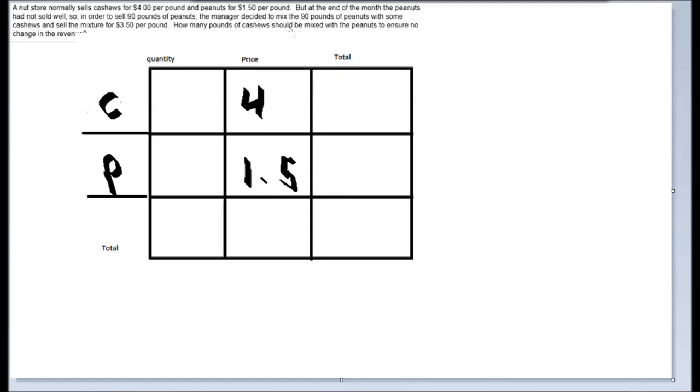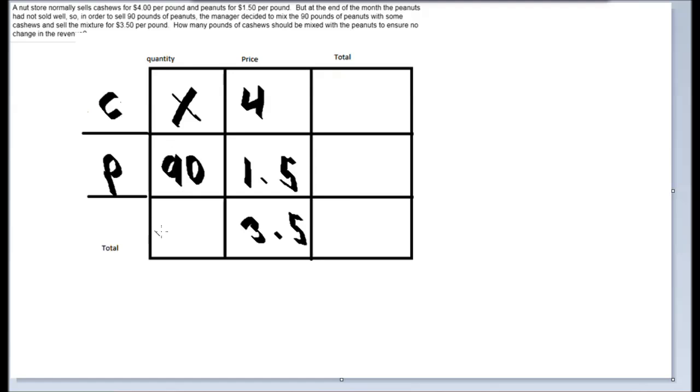Okay, we're going to mix them together, but notice this time it says that we actually have 90 pounds of peanuts. So we actually have 90 pounds, so we can fill in that box. We just don't know how many cashews. And we do know that the mixture is supposed to be selling for $3.50 when we're done. Okay, so that's all we get out of this word problem up here.